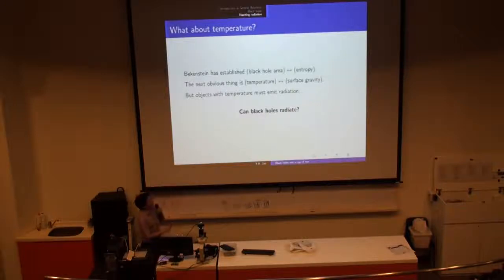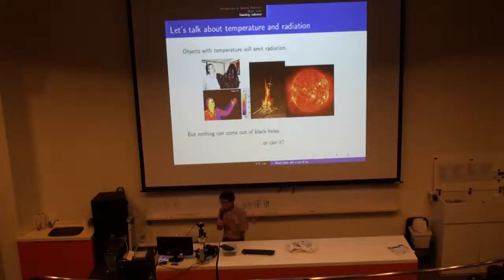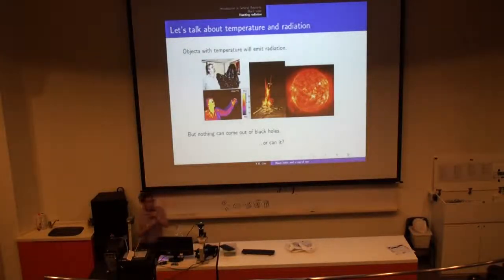Because anything with temperature must emit radiation. But then nothing is supposed to come out of the black hole. So what's going on here, right? Can black holes radiate? And that is the question that Hawking tried to answer. And it turns out, it can, because let's think about this a little bit, right? What is radiation and why does it have to do with temperature?